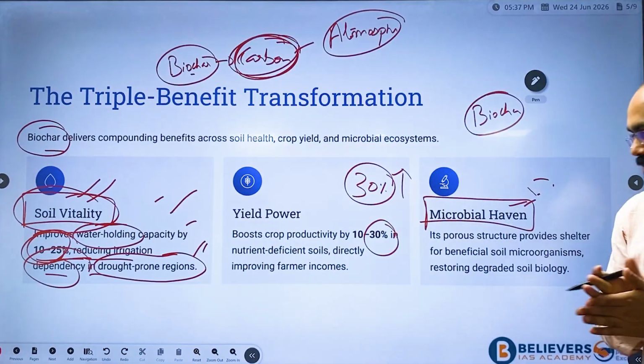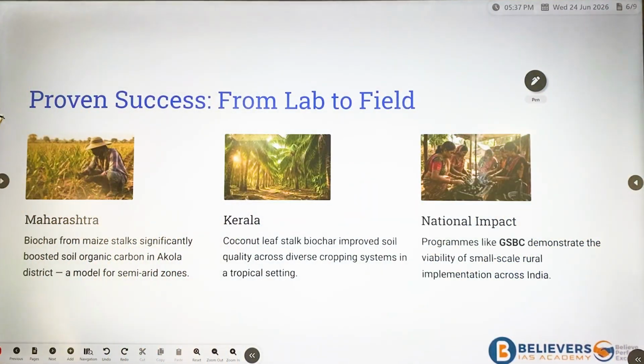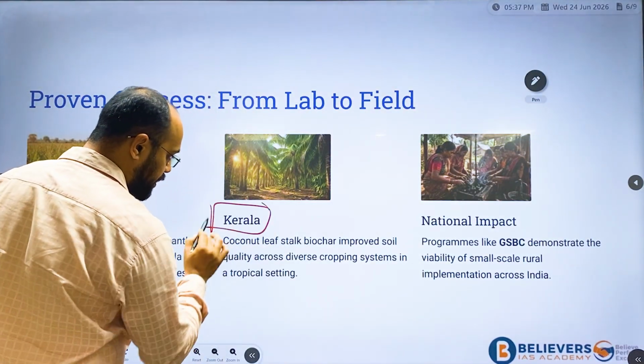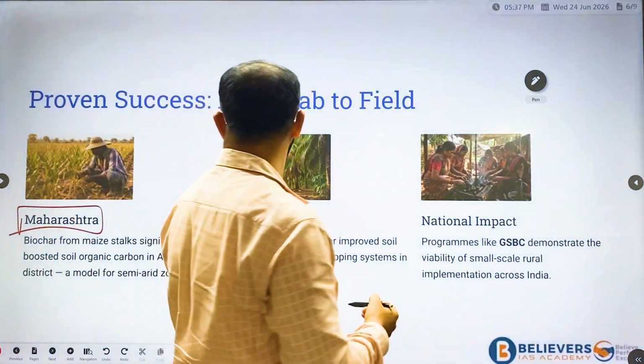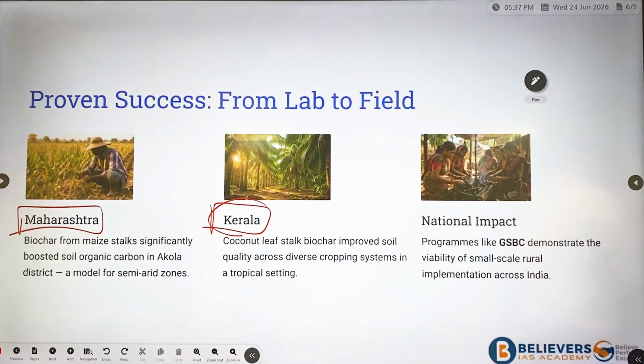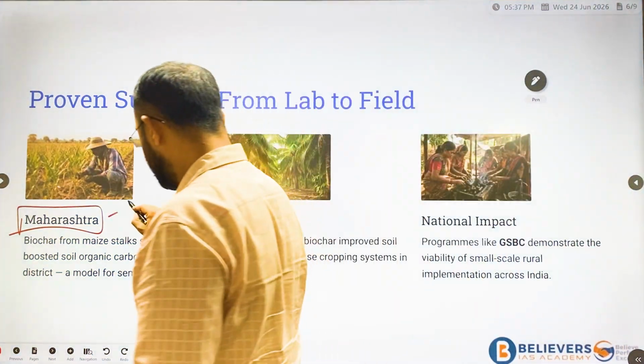Now if you see, especially in Maharashtra and Kerala, here in Maharashtra or Kerala, basically what happened is, which kind of soil do we have in Maharashtra and Kerala? In Maharashtra basically we have black soil, right? Black soil.